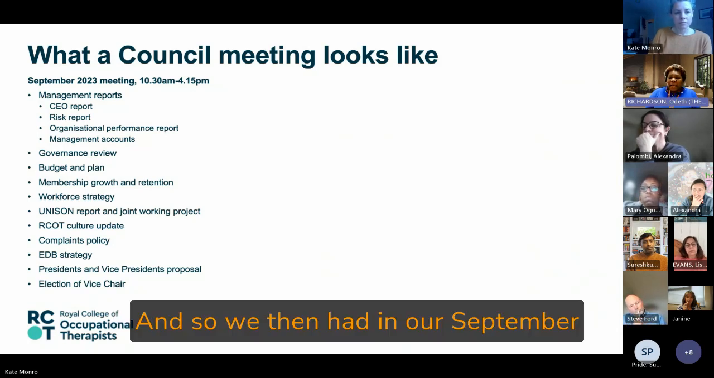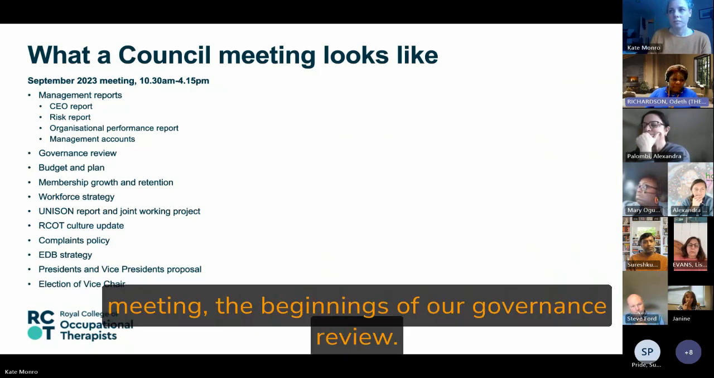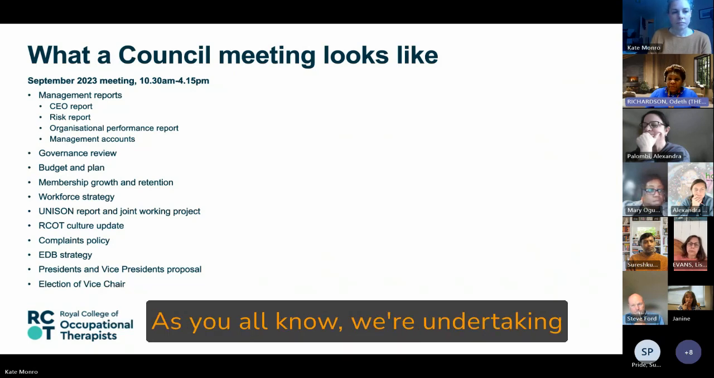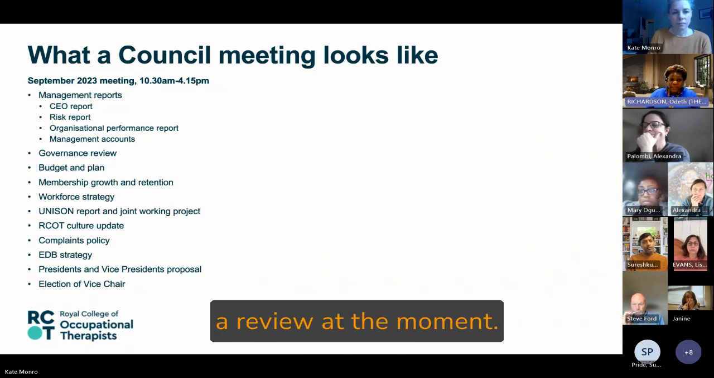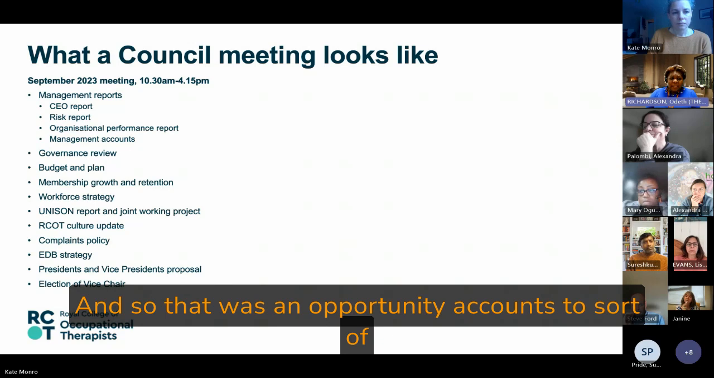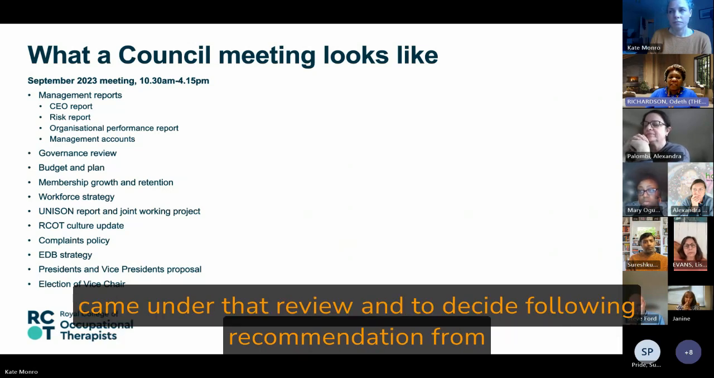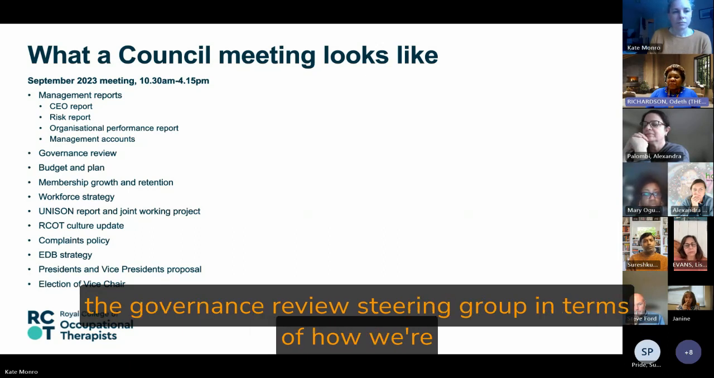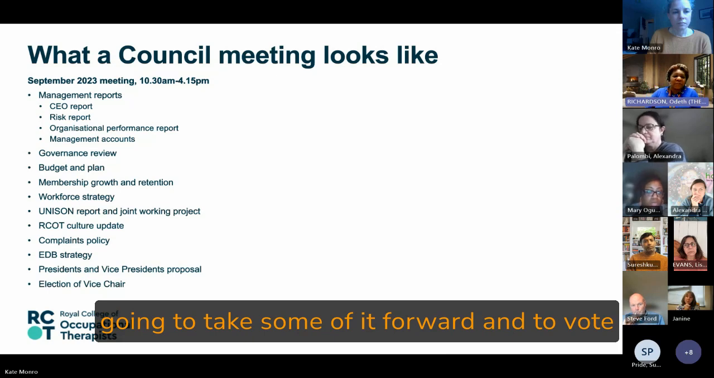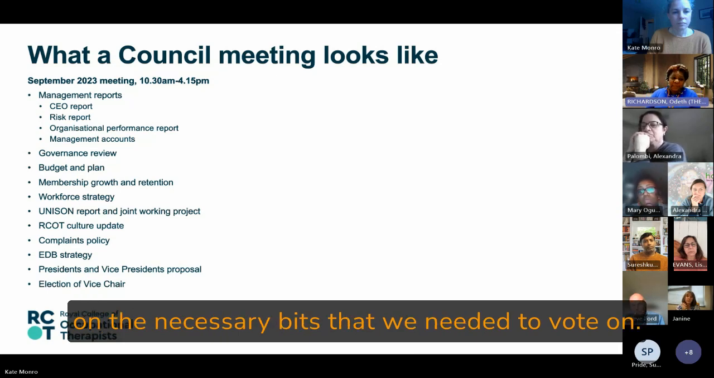And so we then had in our September meeting the beginnings of our governance review. As you all know, we're undertaking a review at the moment. And so that was an opportunity at council to look at some of the issues and the items that came under that review and to decide, following recommendation from the governance review steering group, how we're going to take some of it forward and to vote on the necessary bits that we needed to vote on.